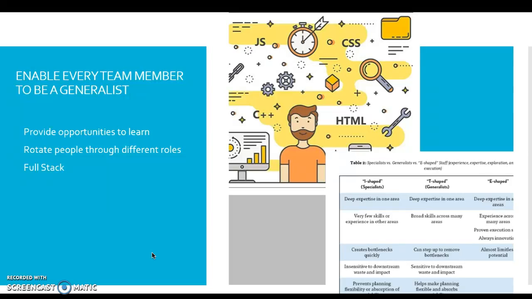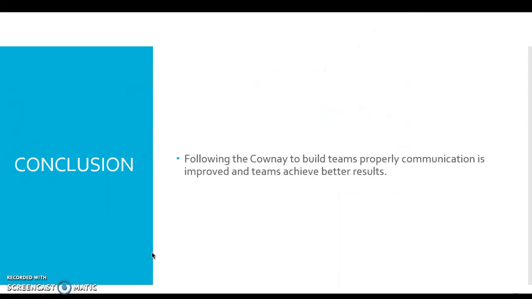So basically, that's it. Having generalists instead of specialists is really important in a team. The conclusion is that by following Conway's Law to build teams properly, communication will be improved, and teams will achieve higher and better results.